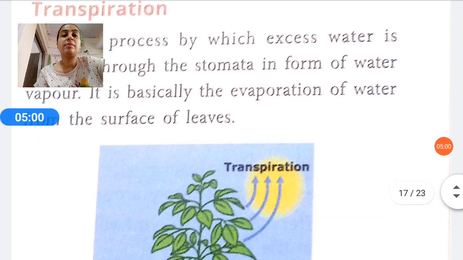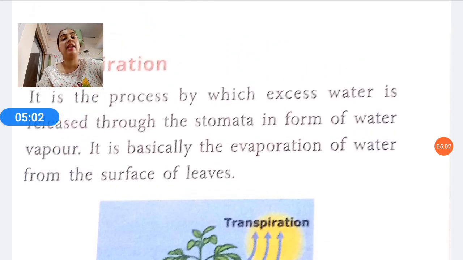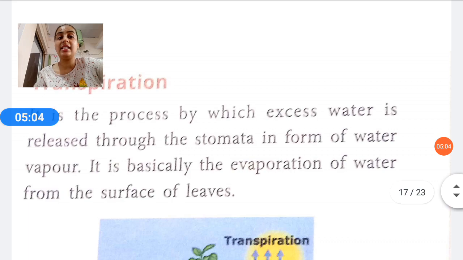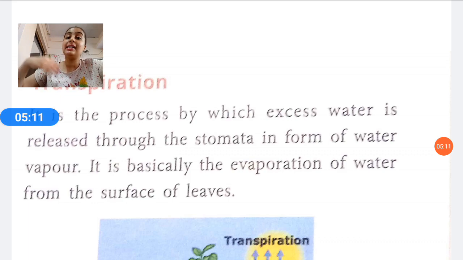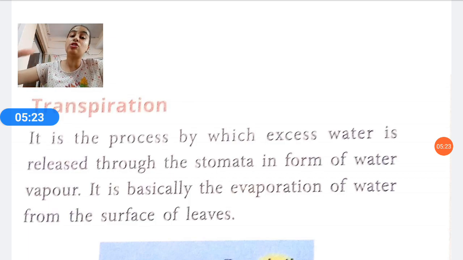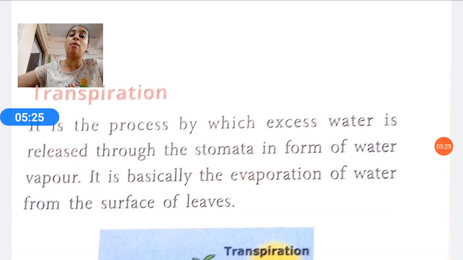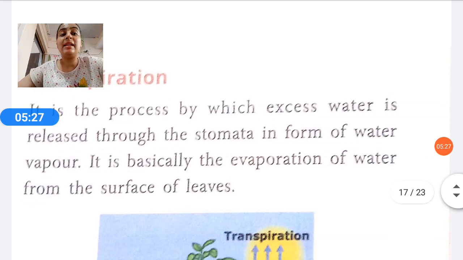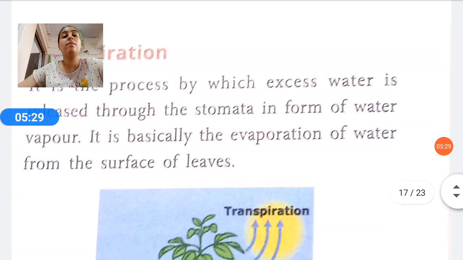Now I am going to explain another word, that is transpiration. It is the process by which excess water is released through the stomata in the form of water vapor. Excess water, जो हद से ज़्यादा जो पानी है, वो water vapor के through leaves से निकलता है, and that process is known as transpiration. Like humans, जो extra water होता है, how can we release it? In the form of sweat. So plants also release the extra water in the form of water vapor. It is basically the evaporation of water from the surface of the leaf.